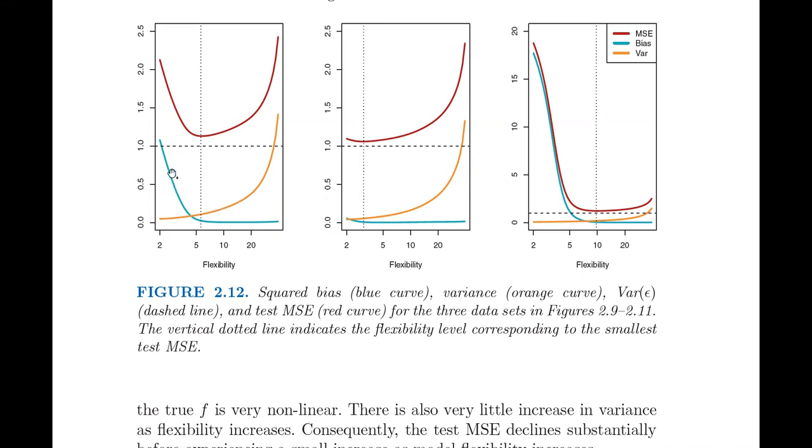So if you add the blue to the orange, you get the red. And in fact, where do you get the minimum? Really over here, when you have a low orange and a low blue.